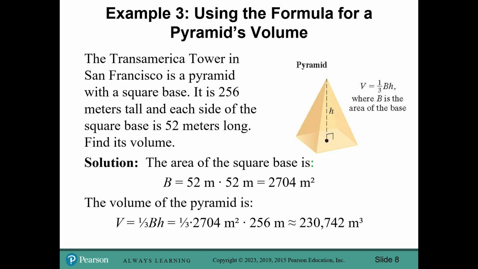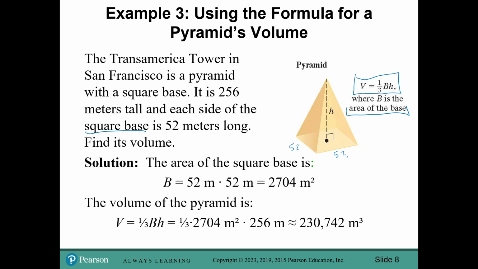Keep in mind that the volume of a pyramid is 1/3 base times height. 1/3 of the base times height. Now remember that capital B here is actually the area of the base, and that's what it stands for. So we need to find the area of the base. Now it does have a square base, which makes finding the area quite simple here, because it's a 52 by 52 by 52 on the back side and 52 on the other side.